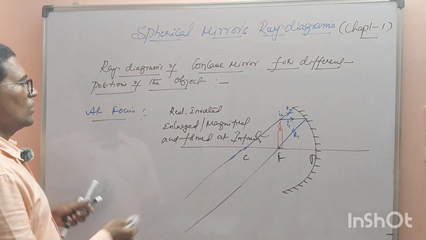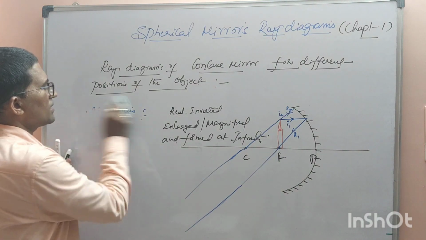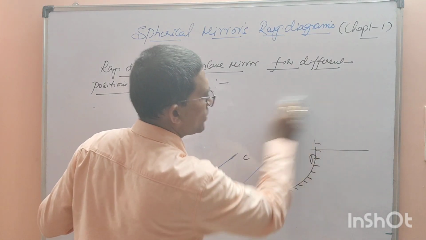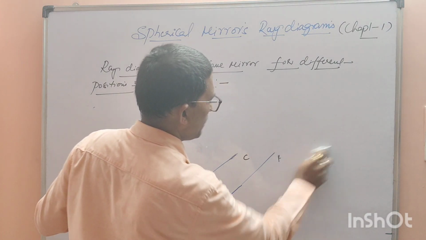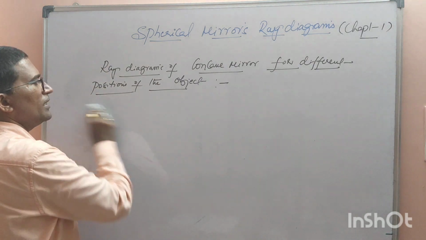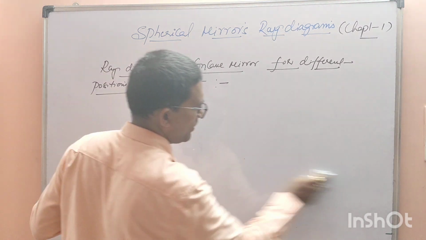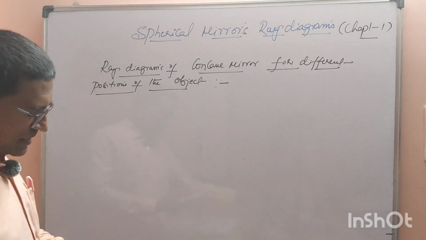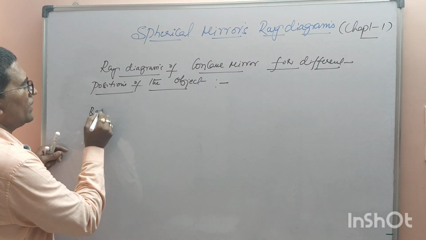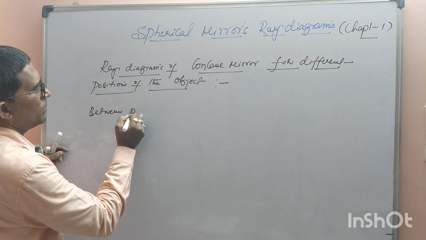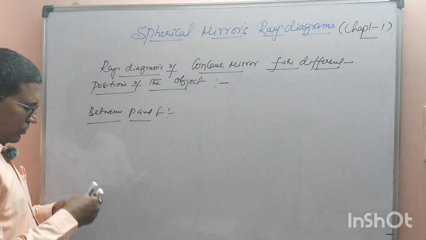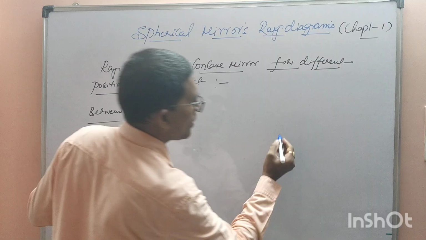Next we have, object is placed between P and F. The last ray diagram related to the concave mirror, object is placed between P and F, nothing but pole and focus. So now we'll draw this.